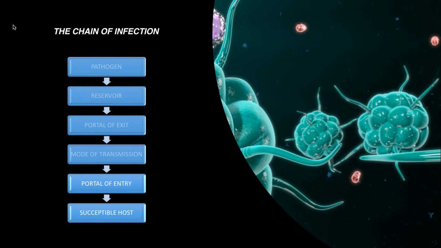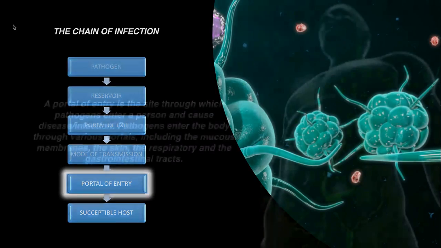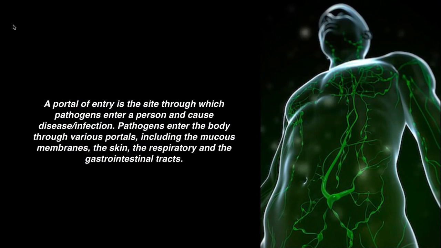Next, in the chain of infection, we have the portal of entry. A portal of entry is the site through which pathogens enter a person and cause disease or infection. Pathogens enter the body through various portals, including the mucous membranes, the skin, and the respiratory and gastrointestinal tracts.